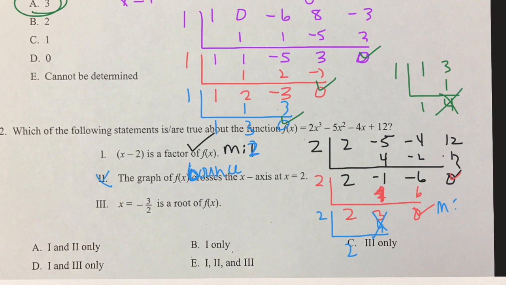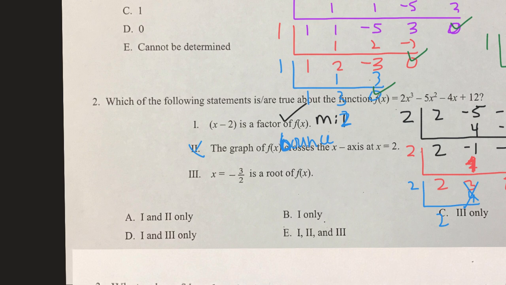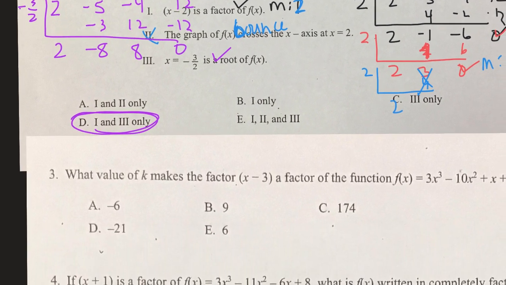So 2 is not true. Okay, and then -3/2. So this one might be annoying, but we're going to have to use synthetic division with -3/2 and figure out if we're going to have a remainder of 0 or not. Okay, -3/2. So let's see what we get. Sure enough, we have a remainder of 0, which means -3/2 is a root. So my correct answer is D, 1 and 3. 2 is not true because it does not cross at the x-axis, it bounces.